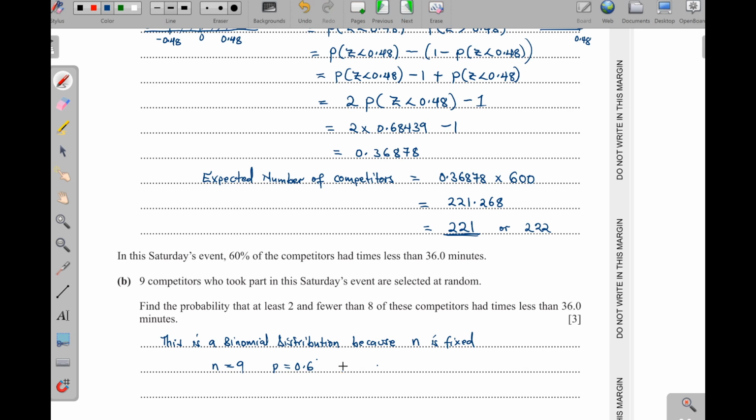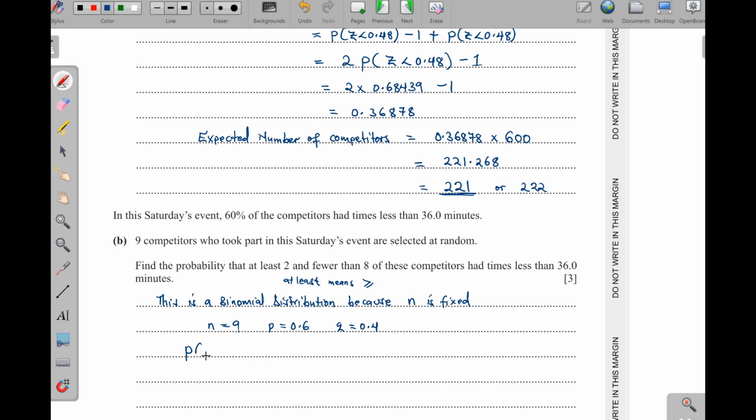That means the probability of getting the failure is going to be 1 minus 0.6, which is going to give us 0.4. The words at least, what do they mean? At least means we have greater or equal. So the least you are going to have is 2, not so? So it means greater or equal.